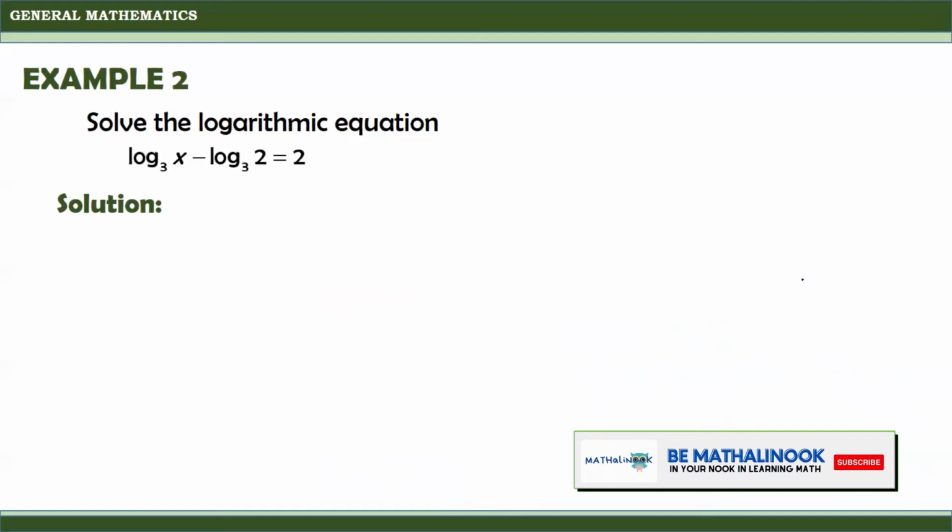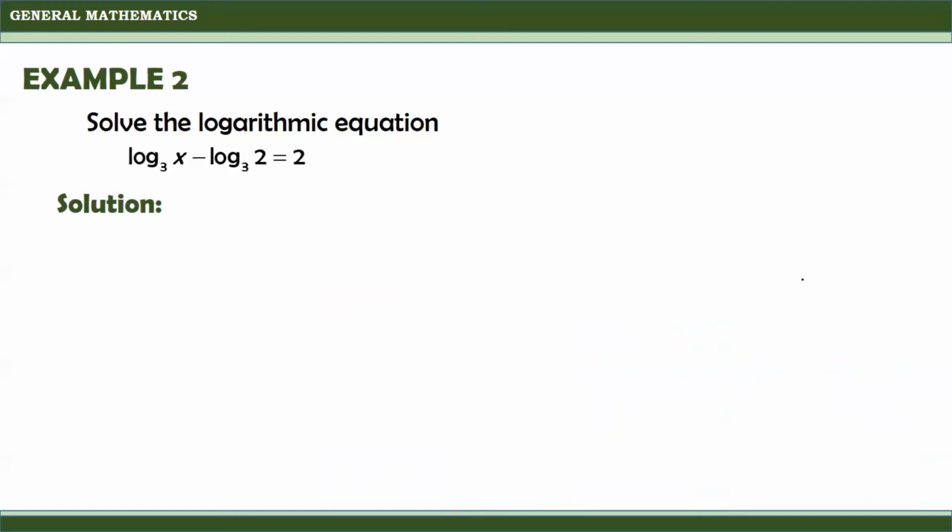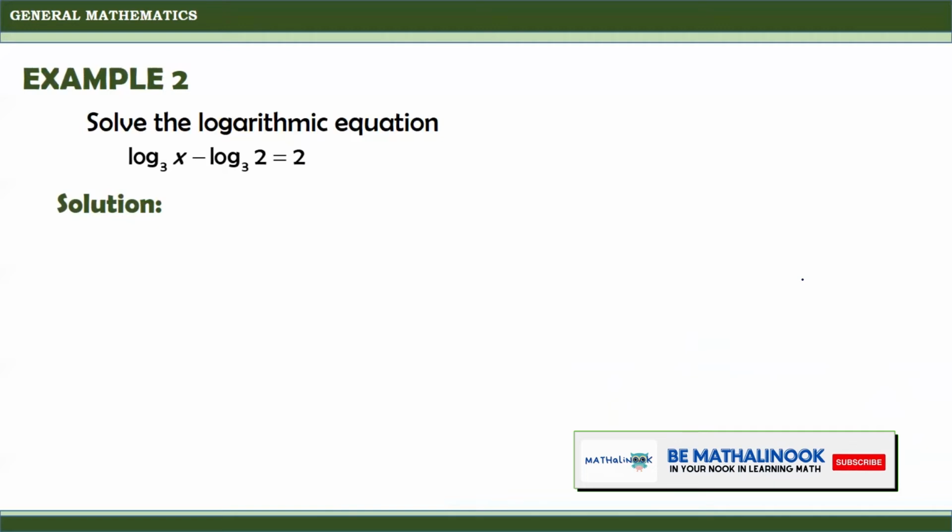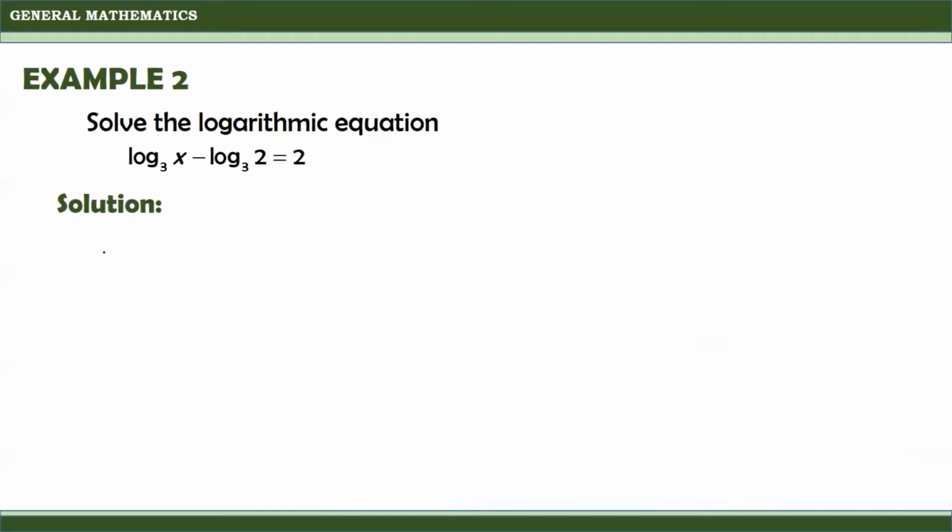For the second one, we have logarithm of x to the base 3 minus logarithm of 2 to the base 3 equals 2. Again, for step 1, we will be expressing the given logarithmic equation into a single logarithm, and to do that, we will be applying property number 2 because we have a subtraction here. Since this is subtraction, it means that we need to divide x and 2. So we will have logarithm of x over 2 to the base 3 equals 2.